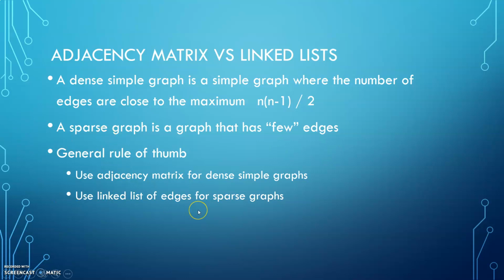Just the final thought in the last 20 seconds we have, how we decide which to use. Dense graphs, the number of edges are closer to n times n minus 1 over 2. These are dense simple graphs. And adjacency matrices are better for dense graphs. Linked lists are better for sparse graphs. I'm out of time.